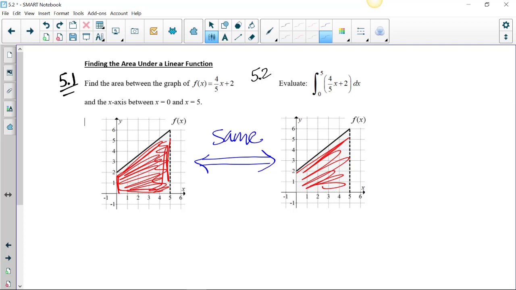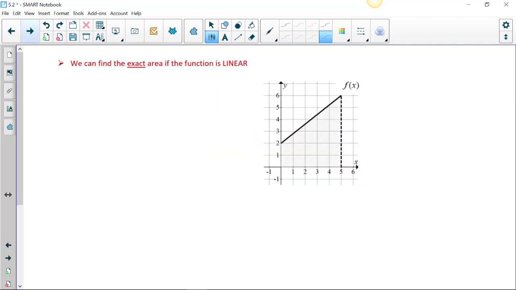Okay, and so what we were doing in 5.1 a little bit ago is we were approximating area under a curve. But here, my function is linear. I don't need to use rectangles to approximate it because I can find the exact value of that region using geometry. Rectangles, squares, triangles. So if the function's linear, you can find the exact area without having to use a rectangle approximation. So we're just going to divide it up into regions.